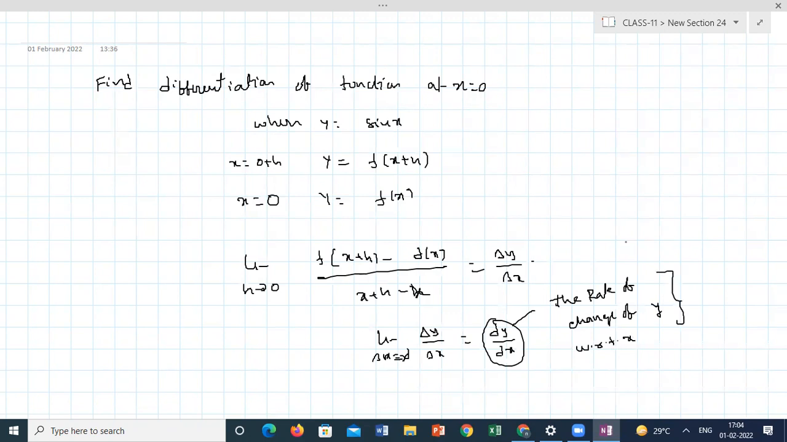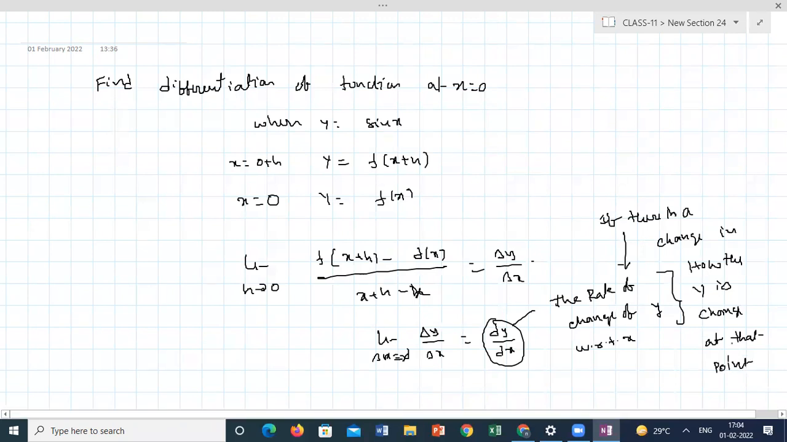The meaning is, if there is a change in x, how y is changing at that location, at that point. It is different at different points and for different functions. In case of a straight line, it is fixed, but in case of a curve, it might be different. I will show you graphically what the meaning of differentiation is.